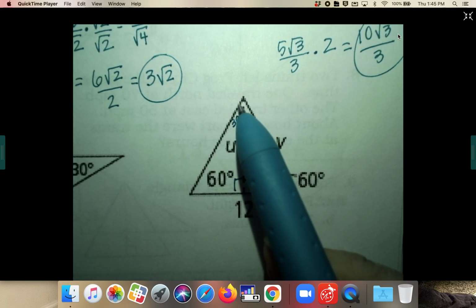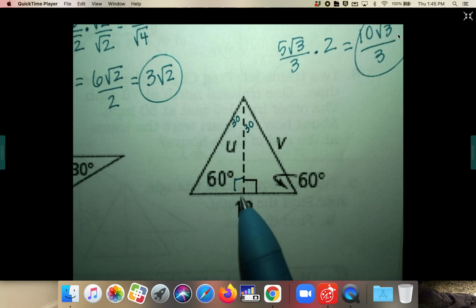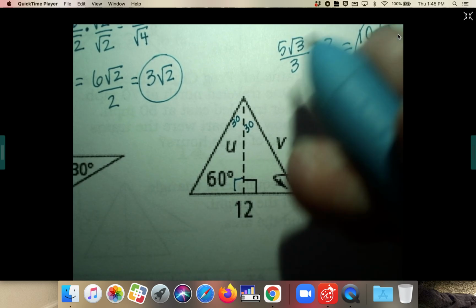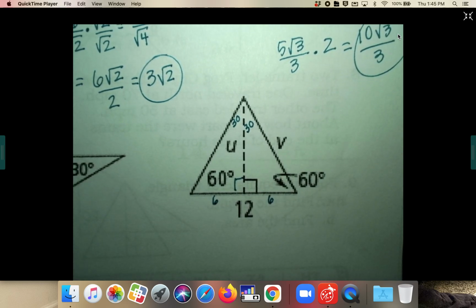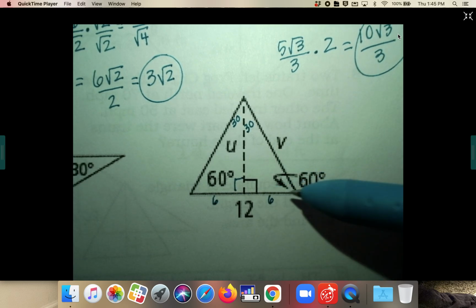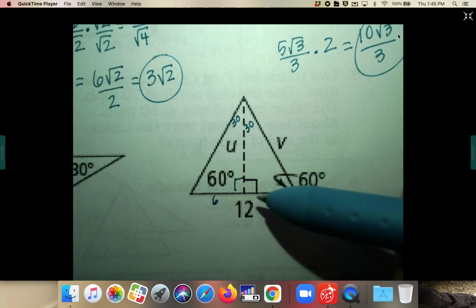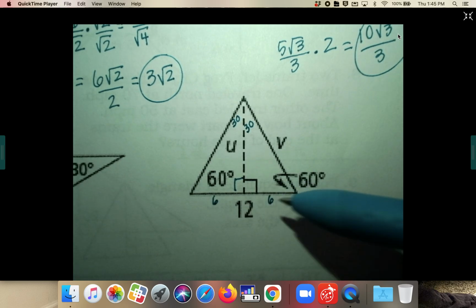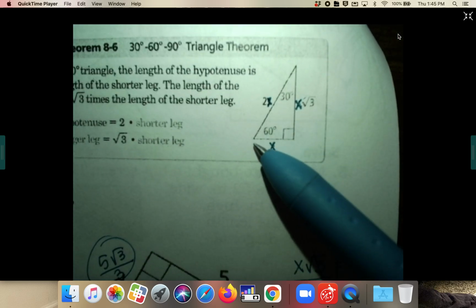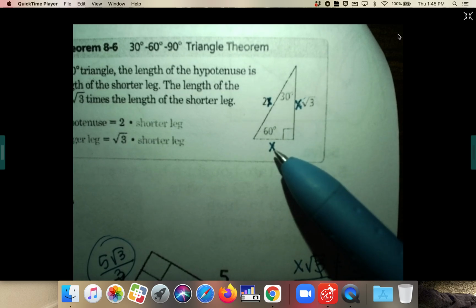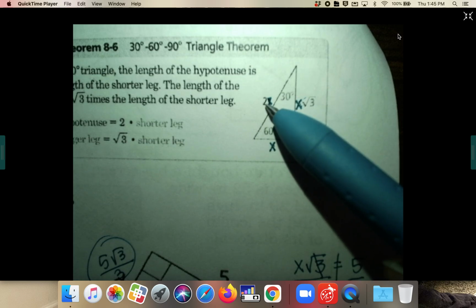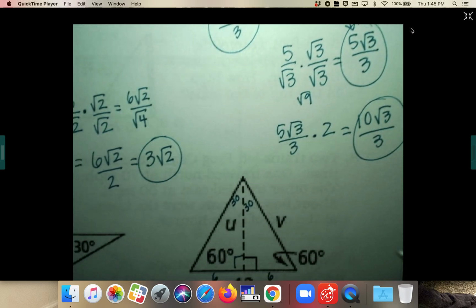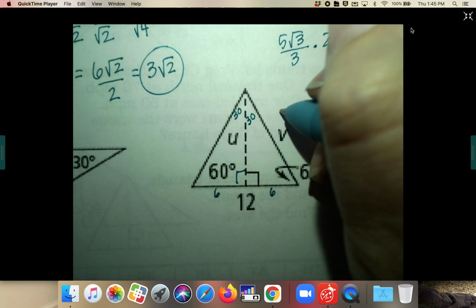And if this is bisected, then this means the bottom lengths are cut equally in half. So if the whole length is 12, then that means this side is 6 and this side is also 6. So looking at it that way, we know our short leg of the 30, 60, 90 triangle. We know that the short leg is 6. So let's take a look. Short leg is x, so x is 6. So that means our hypotenuse is double 6, so it would be 12. So the hypotenuse side would be 12.